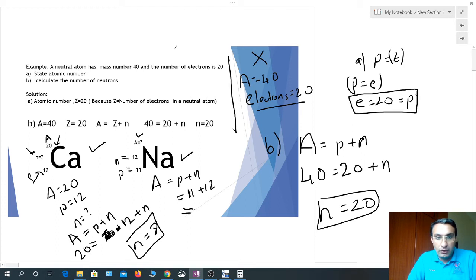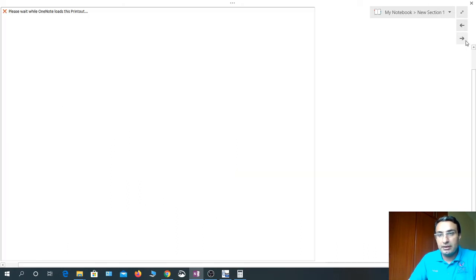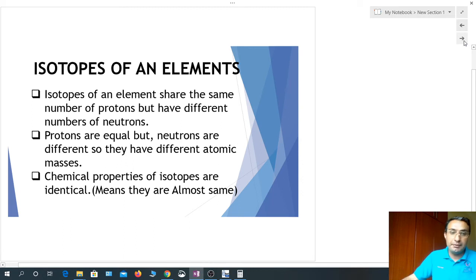The value of atomic mass of sodium is 23. These are the examples; you can find more examples. Now here we are going to define isotopes. How can I define isotopes?